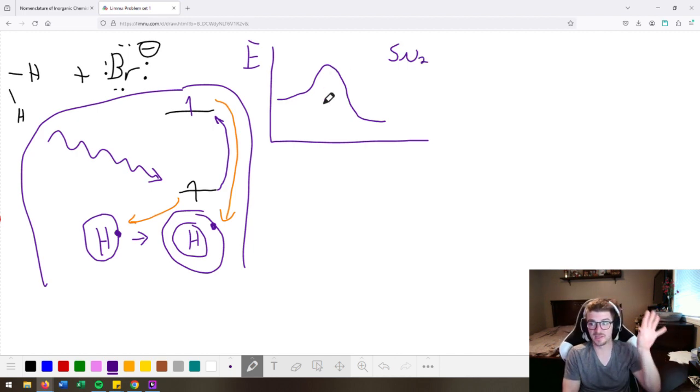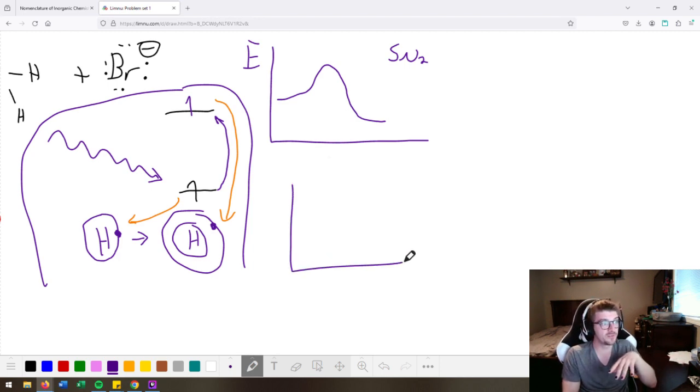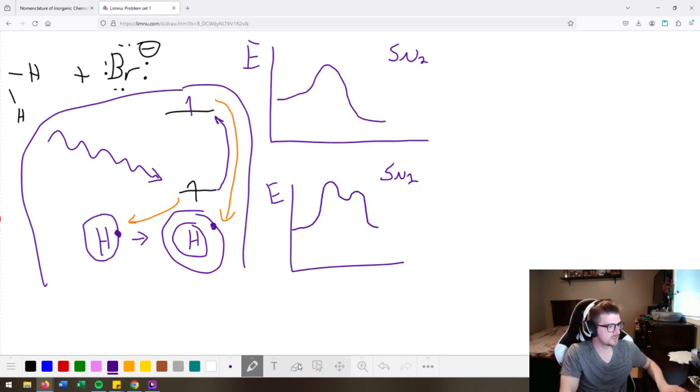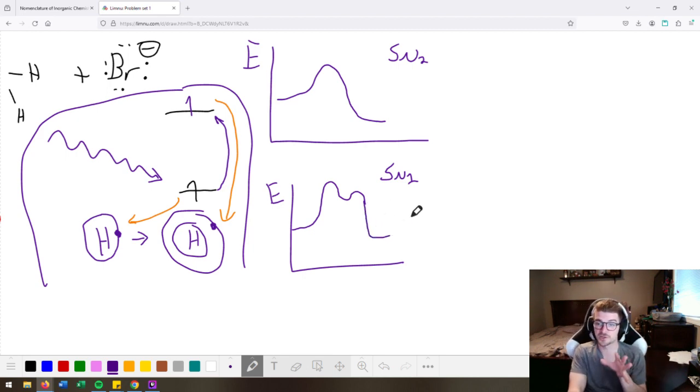So this is the reaction curve of an SN2 reaction, but there's different ones. I think next stream we'll talk a bit about SN1 reactions, and those reactions follow a different path. If this is your starting point, then you've got a big activation energy here, and then you've got a smaller one. So an SN1 reaction is a two-step reaction.